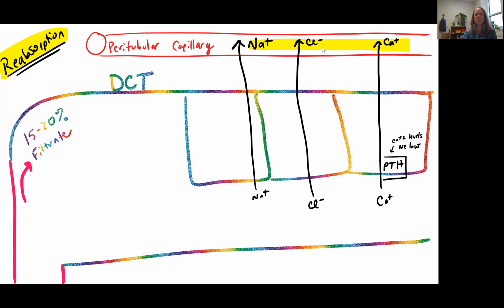As we move to the DCT, we're going to continue some reabsorption. So there will be a slow movement. Some of that sodium that's remaining will get reabsorbed back into the peritubular capillary. Same for chloride. And then here we'll see if you have the release of parathyroid hormone that you can reabsorb some calcium. So this is happening when those blood calcium levels are low. Otherwise, you don't get PTH, and the calcium is removed from the body with the urine.